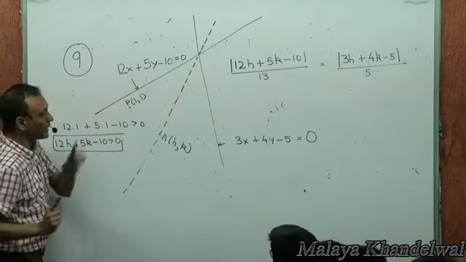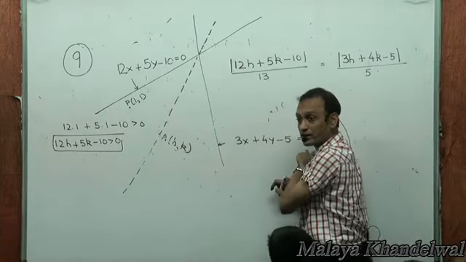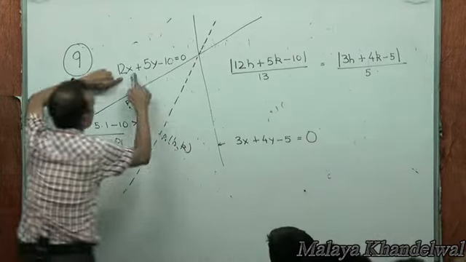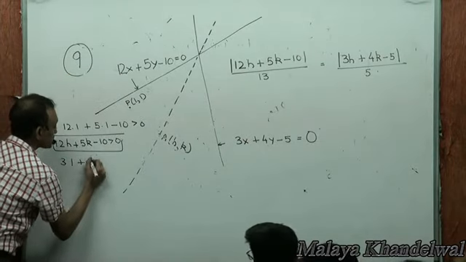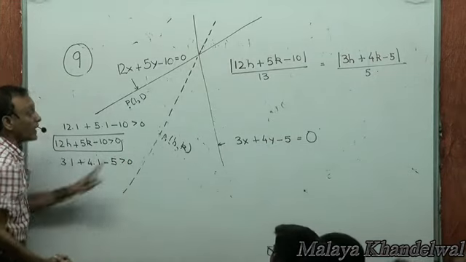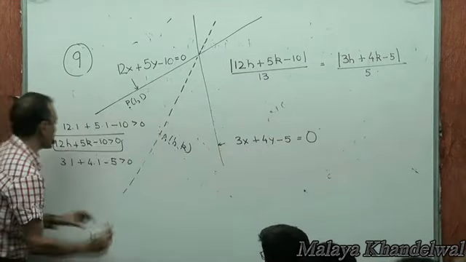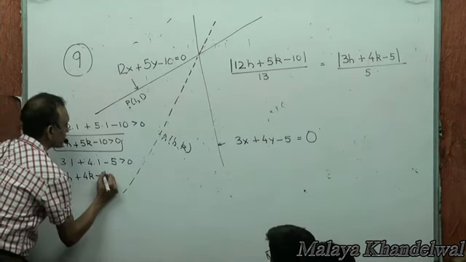Right? Now, come down to this line. HK and (1, 1) are on the same side of this angle bisector also. That means the sign that (1, 1) imparts to this expression is the same as the sign that HK imparts to this expression. Now, what's the sign that (1, 1) imparts to this? 3 into 1 plus 4 into 1 minus 5, which is very clearly greater than 0. So HK will also impart a positive sign to this expression. That means 3H plus 4K minus 5 is greater than 0.